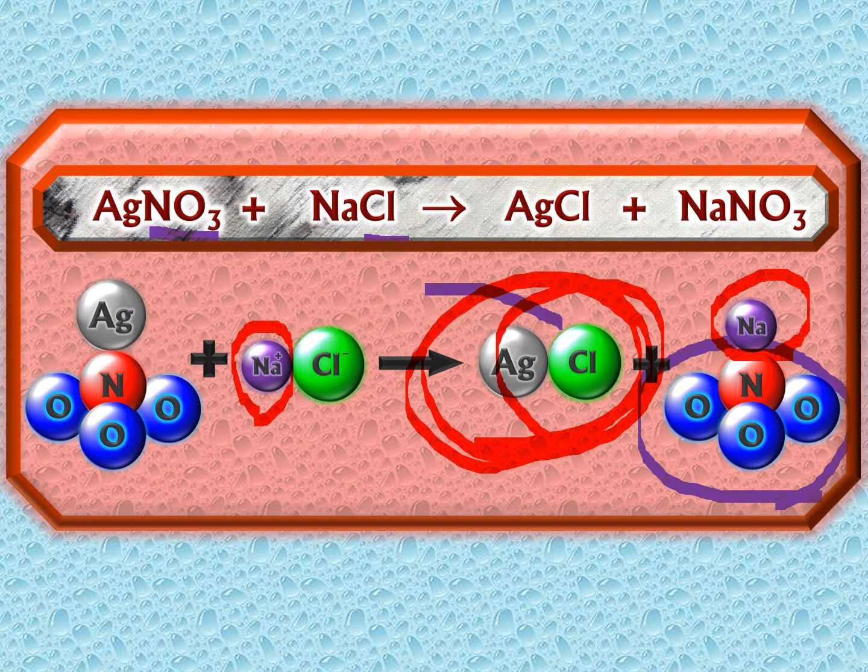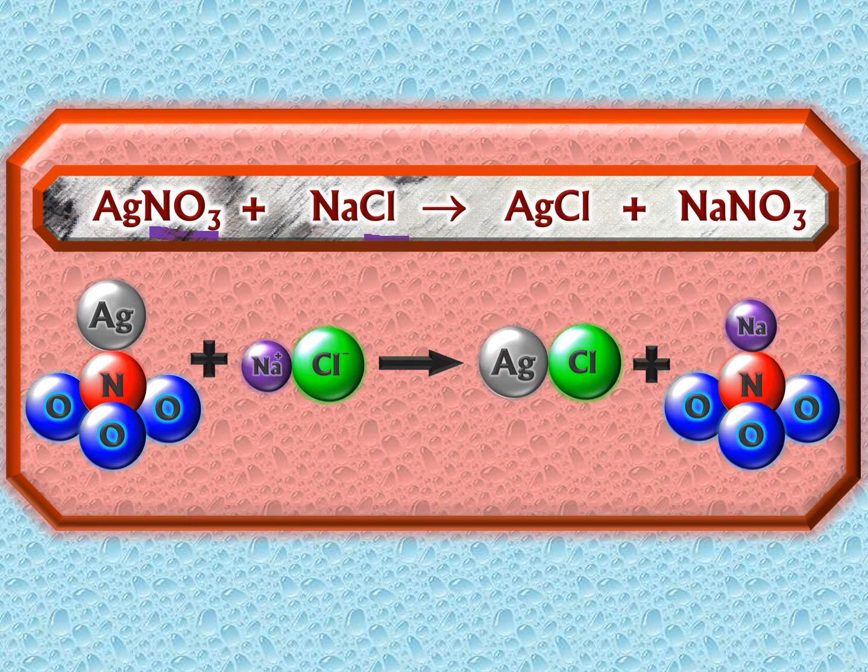And then what about balancing this reaction? Maybe we should balance this one. Let's see. How many silver over here? One silver, argentum, one silver over here. How many nitrates? Think about nitrate as a unit over here. 1. How many nitrates over here? 1. How many sodium here? 1. Sodium over here? 1. Chlorides, 1. Chlorides, 1.